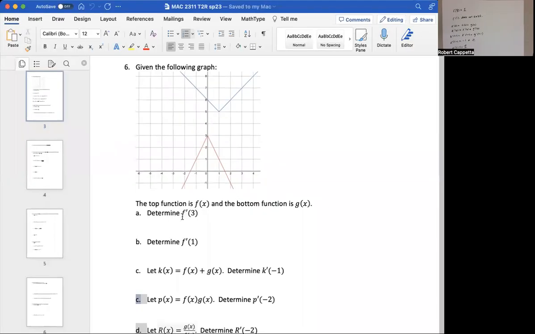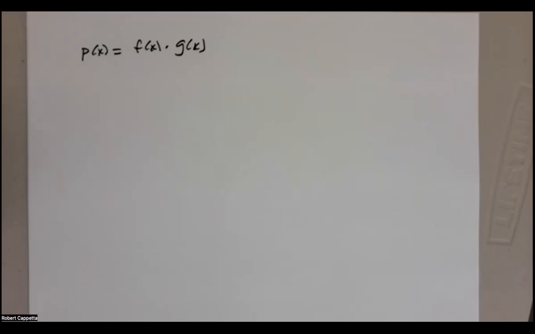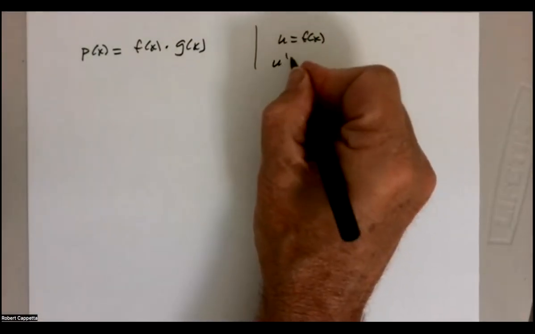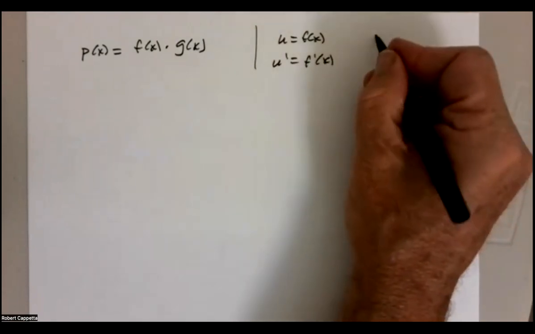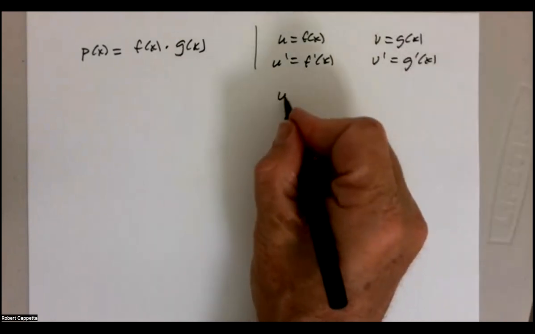But what happens next? Now I have the product. So for this one, I'm going to have to use the product rule. So I have P of X is F of X times G of X. You want to find the product rule there and then use it to find P prime of negative 2. P of X is F of X times G of X. So the product rule keeps coming up. U is F of X. U prime is F prime of X. V is G of X. V prime is G prime of X.